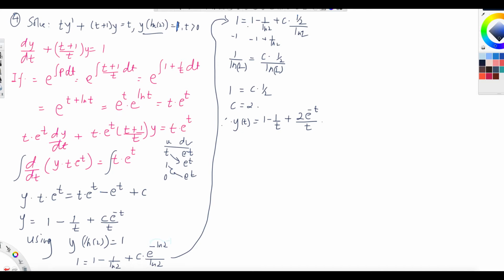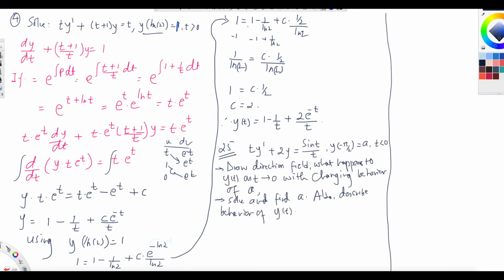So let us do another example. I want to do example number 25 from the book. Actually, this is example number 5, but this is question number 25 from the book. The question is, the differential equation is t y prime plus 2y equals sine t over t, where y at negative pi half equals a and t is less than 0.